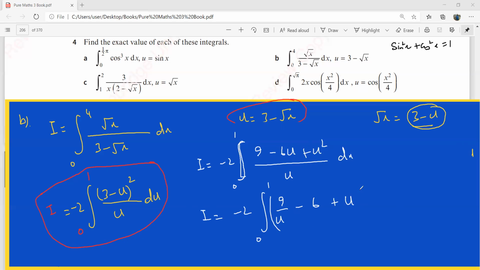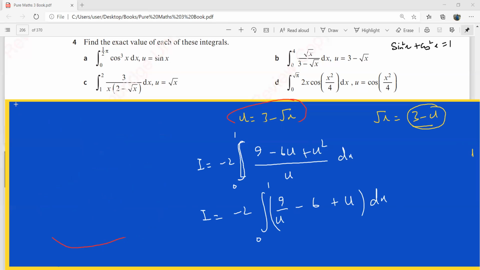Now we can integrate this. So this is now going to be minus 2, limit from 3 to 1. This is 9 ln u. And then we have minus 6u plus u square over 2. There is a problem.